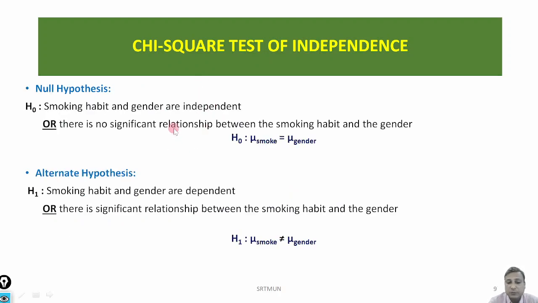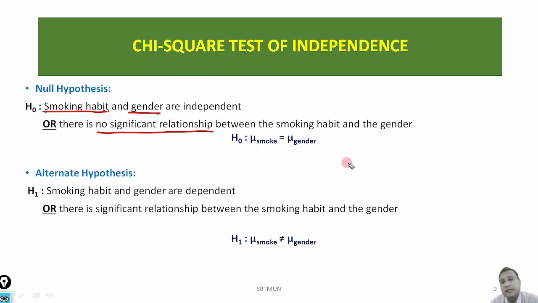Suppose I go to the null hypothesis. The null hypothesis has been constructed in such a way that the smoking habit, the first nominal variable, and the gender, the second nominal variable, are independent. They have nothing to do with each other, or there is no significant relationship between the smoking habit and gender. There are different ways, using different words, that you can construct your null hypothesis, but it should give the meaning that both the variables are independent, they have nothing to do with each other, there is no significant relationship.